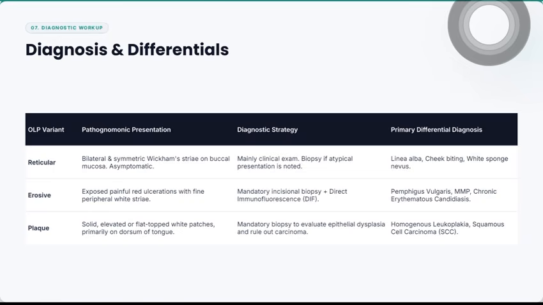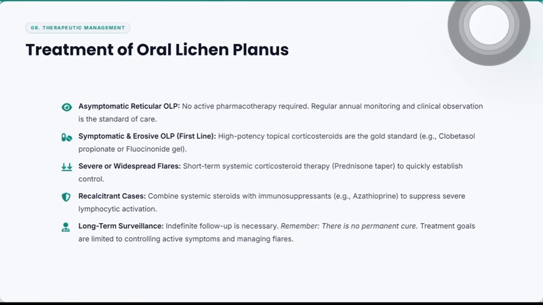Now, coming to the treatment in the next slide. So, asymptomatic reticular lesions usually need only regular observation. Symptomatic and erosive forms require treatment. Topical corticosteroids such as fluocinonide, clobetasol, or halobetasol are the first line treatment.